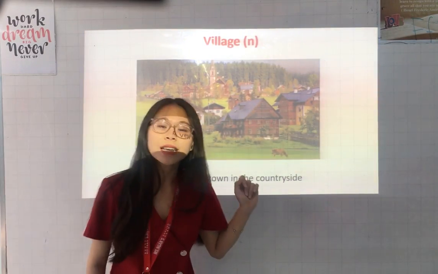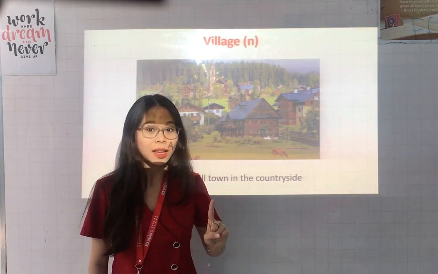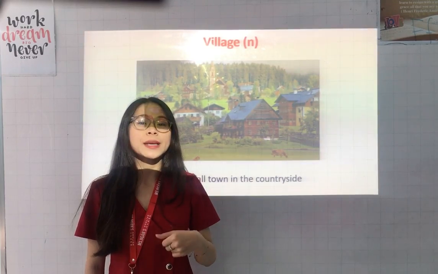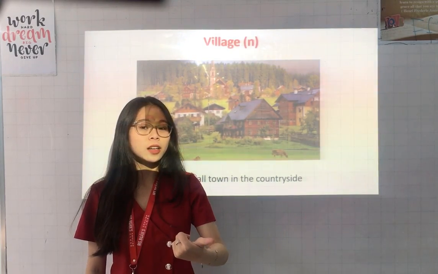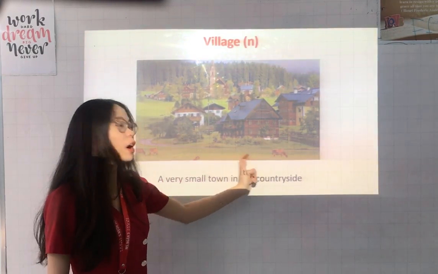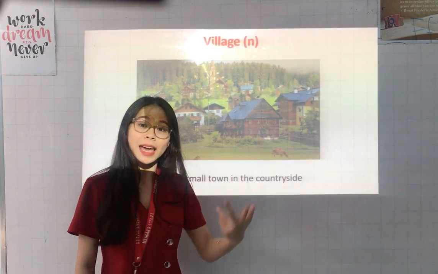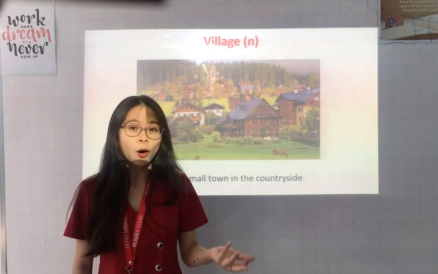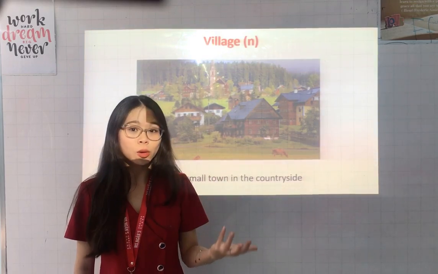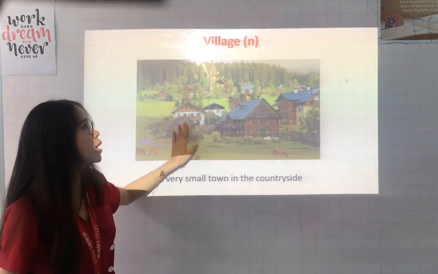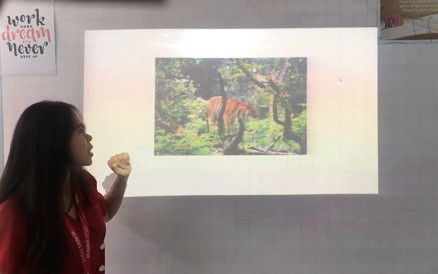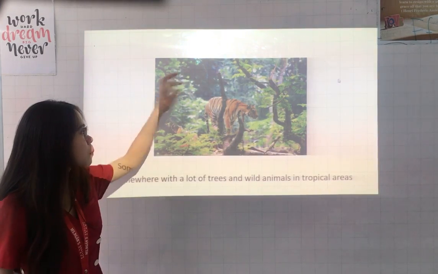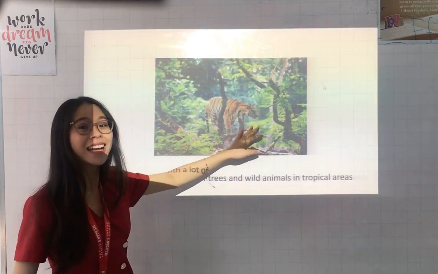Okay, so let's see. What can you see in the village? Answer. So we can see farmers in the village. We can see the grass in the village, the cows, and the farm or the field. Yes, a lot of things in the village. Okay, so let's see. This one is the picture of a tiger.